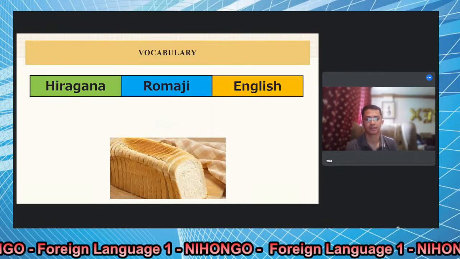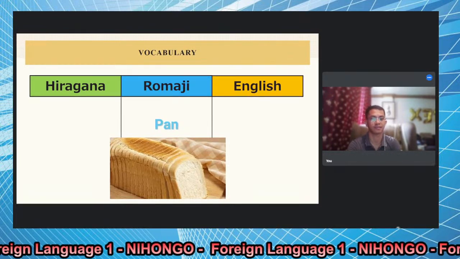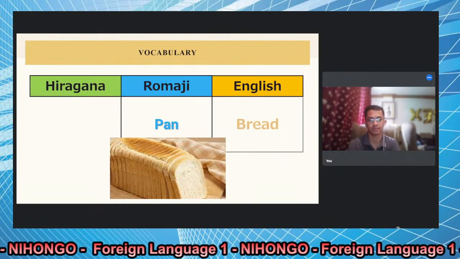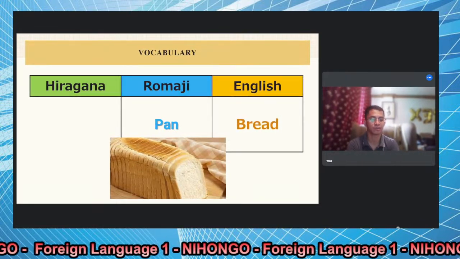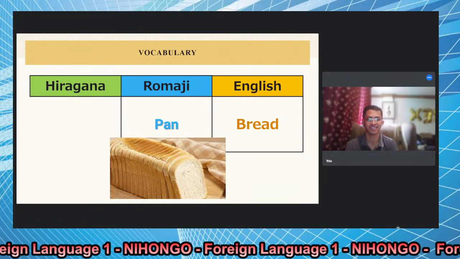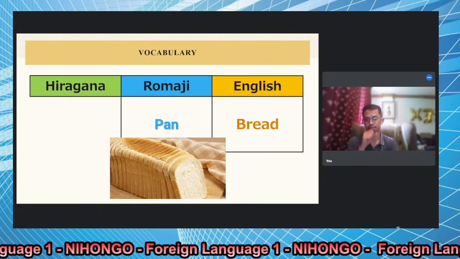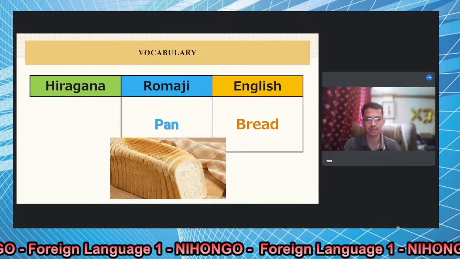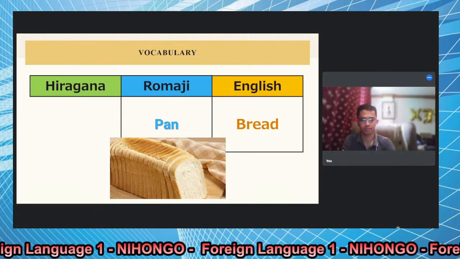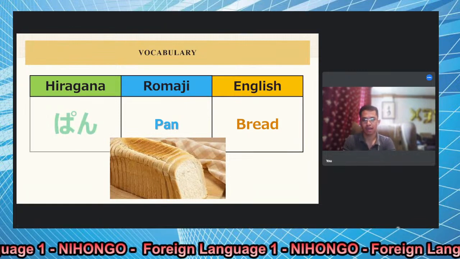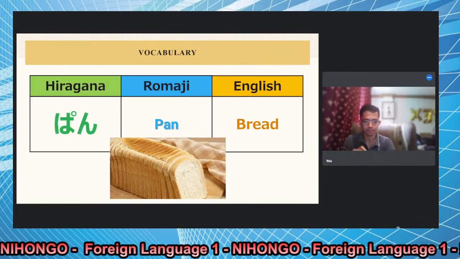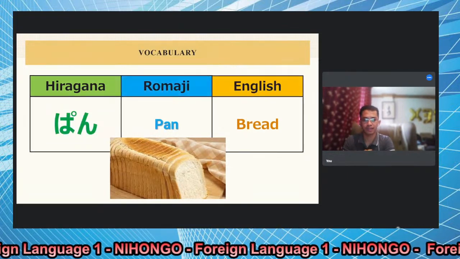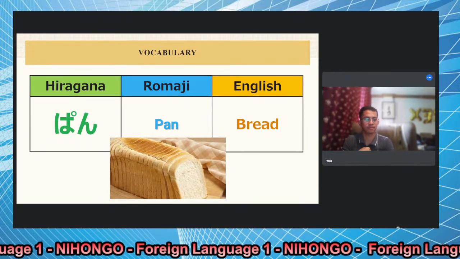Next word, pan. Pan is bread. O, para mas matandaan nyo, bread pan. Check lang. But pan in Japanese is bread in English. And it is written as ha plus maru and then n.